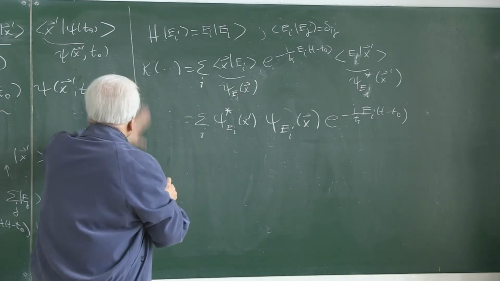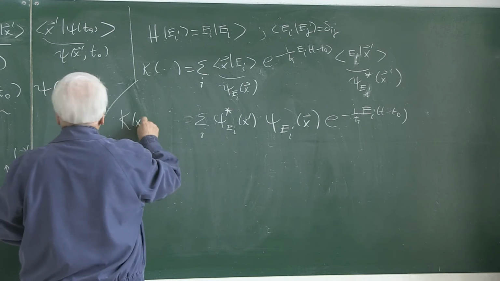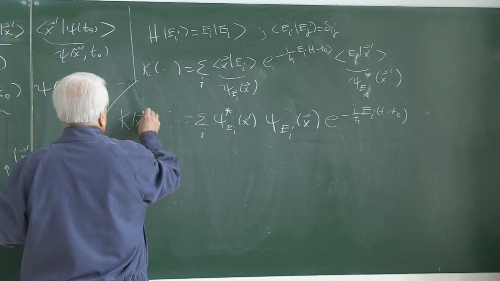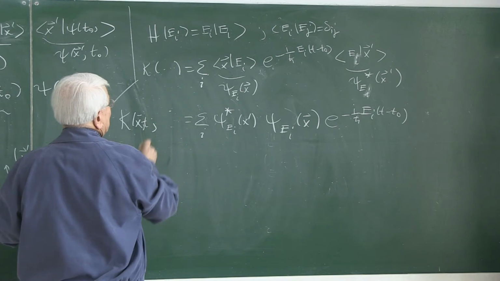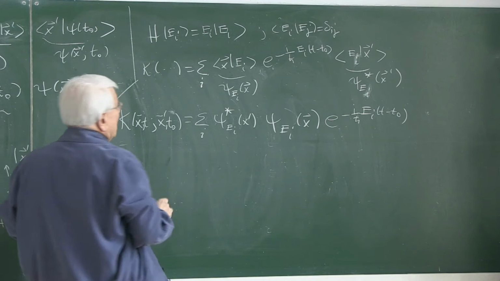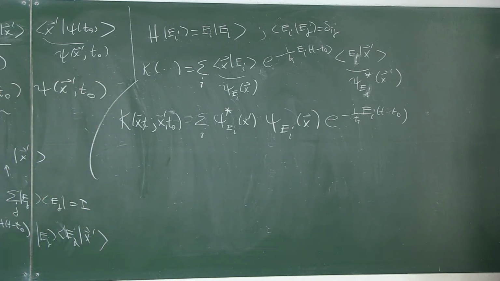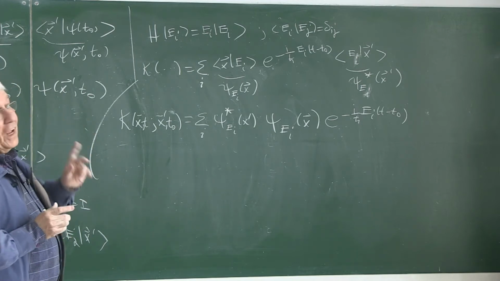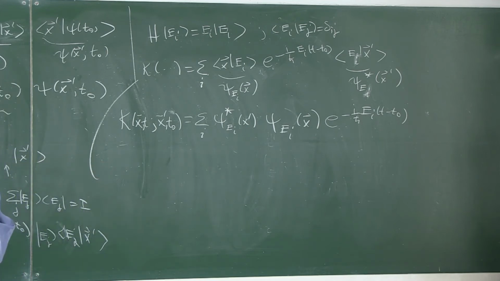which is the K, which we have denoted as <x,t|x',t0>. A little later I will change the notation, and you'll see that notation will be more educative in that sense. But this is a representation of that K in terms of the energy eigenfunctions. I could have used any other set of eigenfunctions.